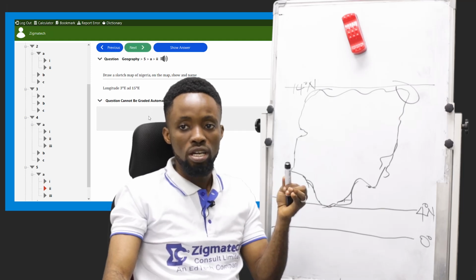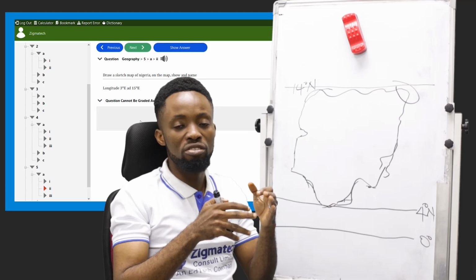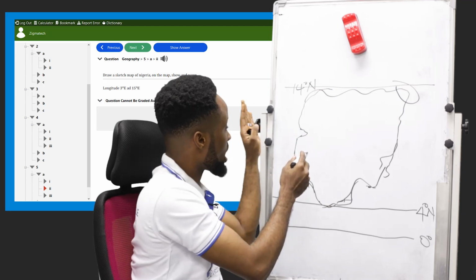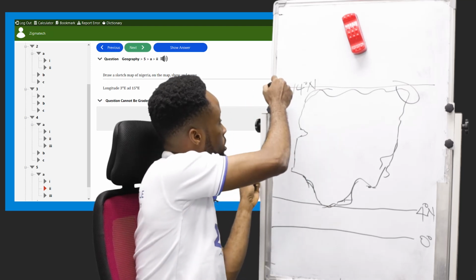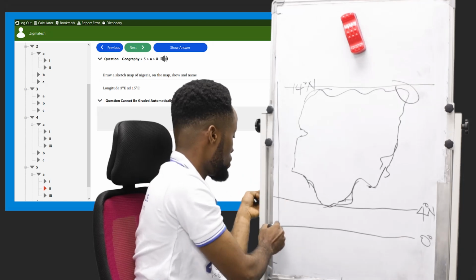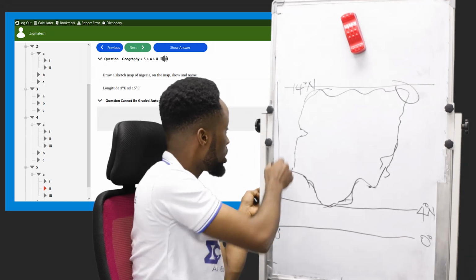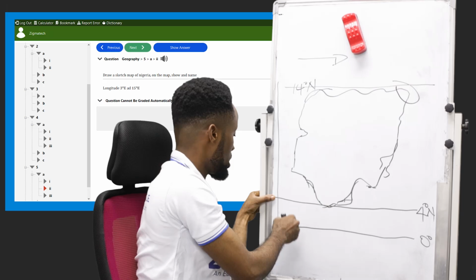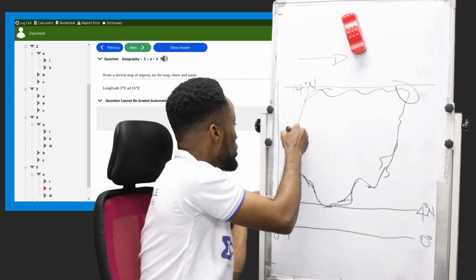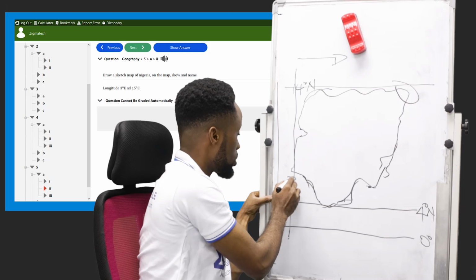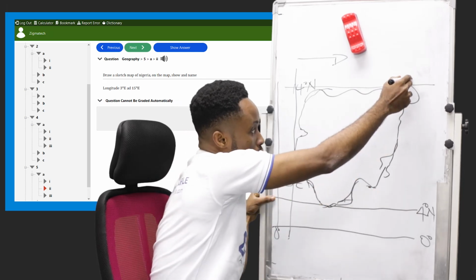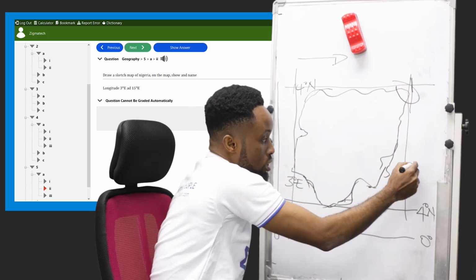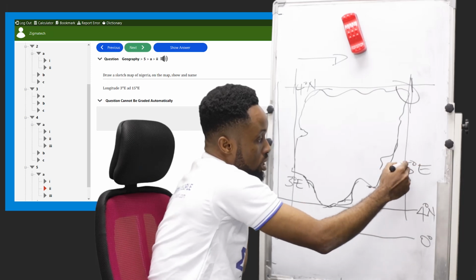Now the second part says we should locate longitude 3 degrees and 15 degrees to the east. On my left hand side we have the Greenwich meridian, which is 0 degrees. Towards the east, which is via this direction, we indicate 3 degrees around here. So this is 3 degrees to the east. And at this point, on the eastern part of Nigeria, we have our 15 degrees. So this is 15 degrees to the east.